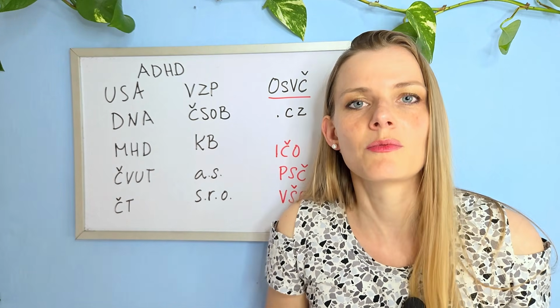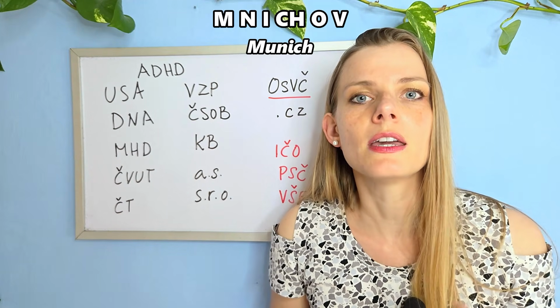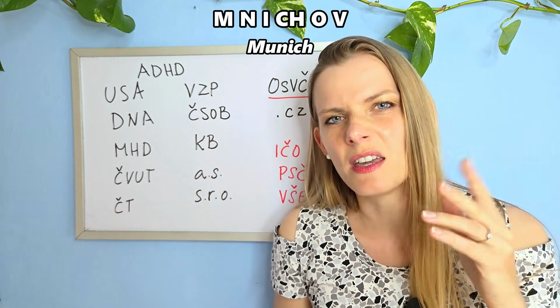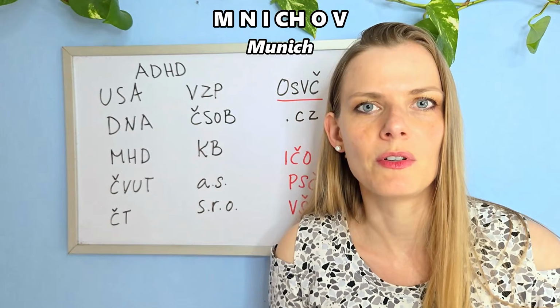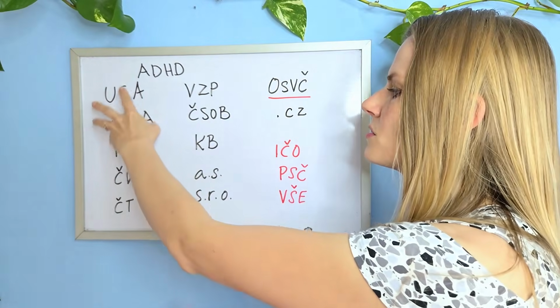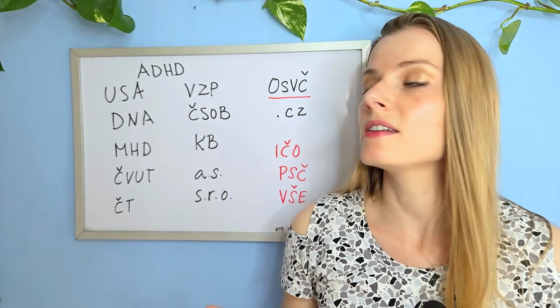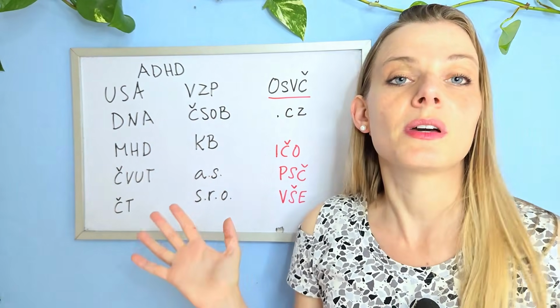We would say M, N, I, then you can add měkké I, H, O, V. M, N, I, H, O, V. However, these words that I wrote in black are read with the sounds of the alphabet.